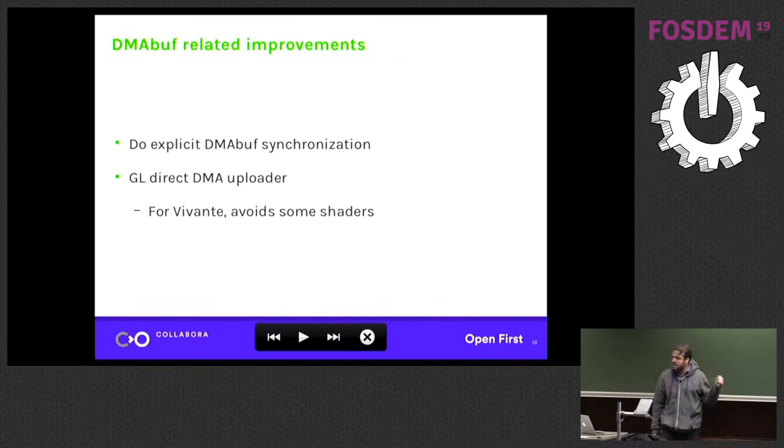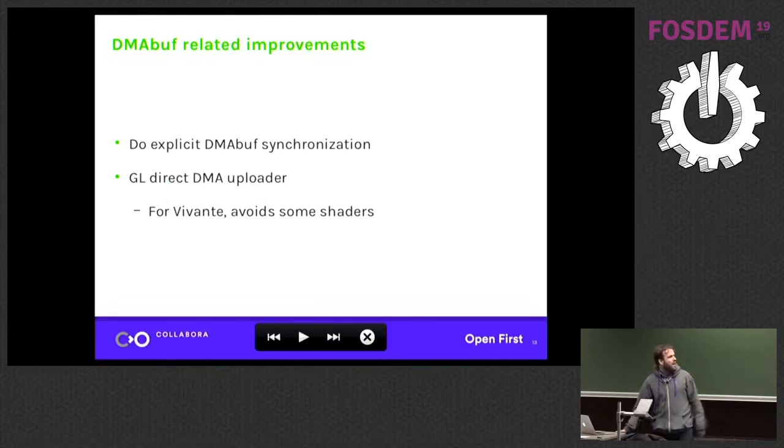Another nice thing, we've done a bunch of little improvements on the DMA buf support. One of them is that now we do explicit DMA buf synchronization. It turns out that the Linux kernel, when you use DMA buf buffers and access them, you actually need to tell it, I'm going to access it, and now I'm stopping accessing it, so that it does the appropriate cache invalidations. Otherwise, you get corruption, especially on Intel hardware, which is one that lots of people actually use.